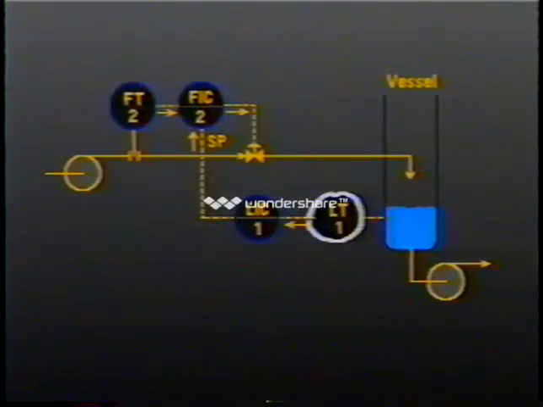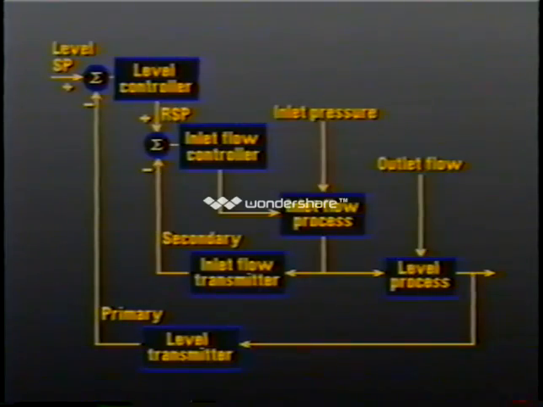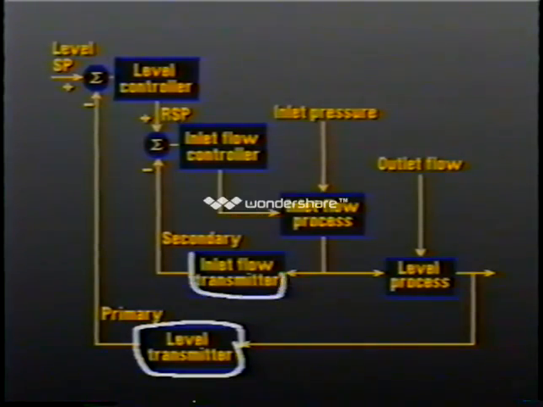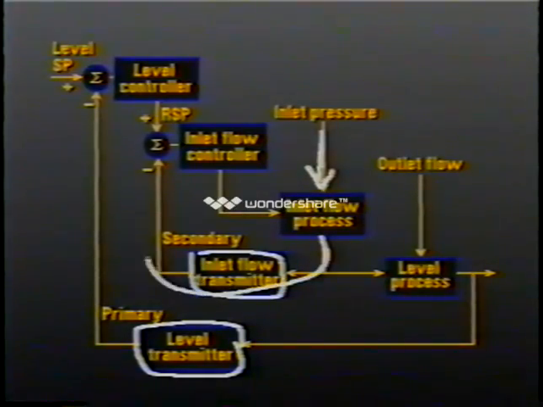Adding cascade control can improve loop performance by having the level controller change the set point of the inlet flow controller. The level controller is the primary loop, and the flow controller becomes the secondary loop. In this way, inlet pressure disturbances are monitored and controlled before they can significantly affect the level of the tank.